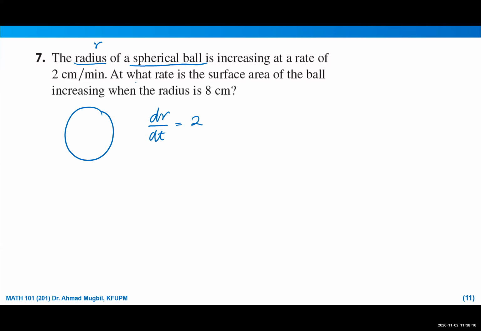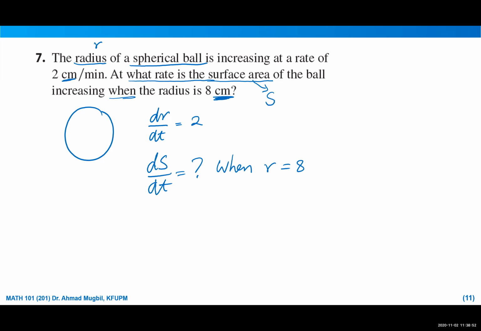At what rate is the surface area? So the surface area, let's call it S or A, no problem. So he is asking about the rate of the surface area, so he is asking about dS/dt. When? He will not ask about it in general. When the radius is 8. So this is when r is 8. Look at the units. Are they the same? Centimeter, centimeter, minute, minute. Here, they are the same.